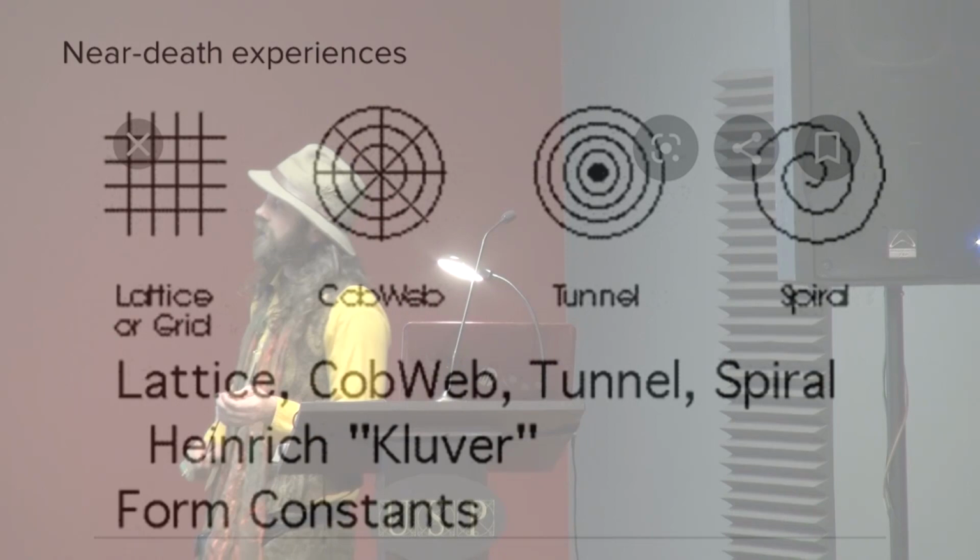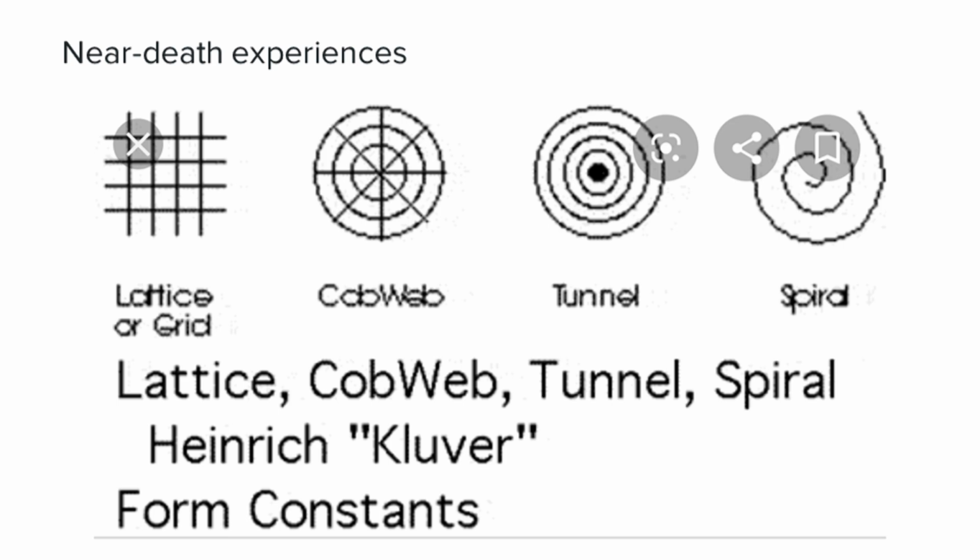So this is what happens when you have a near-death experience, and this has been collectively shown all throughout the world. People that have had these experiences say that they see a lattice or grid first, form into like a cobweb, then it's a tunnel, then it's a spiral. If you look at the Dougherty set or Russell's work, spiral periodic table of elements, that's where it's at.